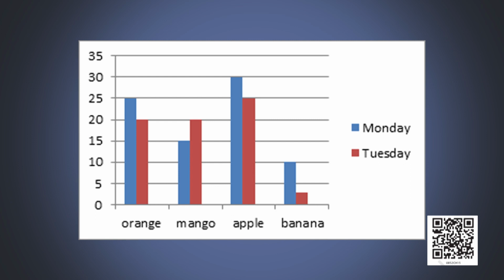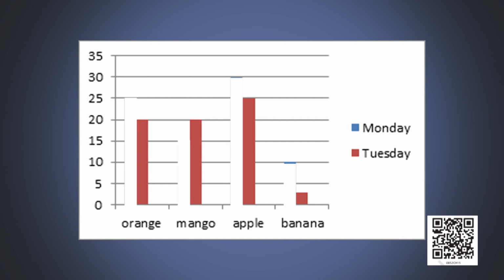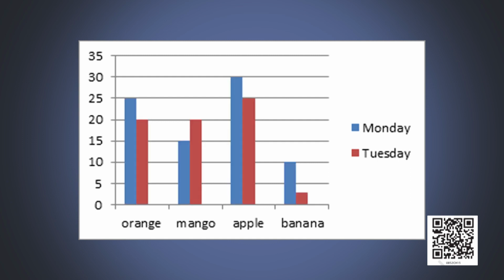Bar graphs can also have double bars, and these are called double bar graphs. For example, look at this graph. Here sales of fruits is given over 2 days. Here the sales on Monday is shown in blue bars and Tuesday is represented in red bars. From this you can compare sales of respective fruits over 2 days.